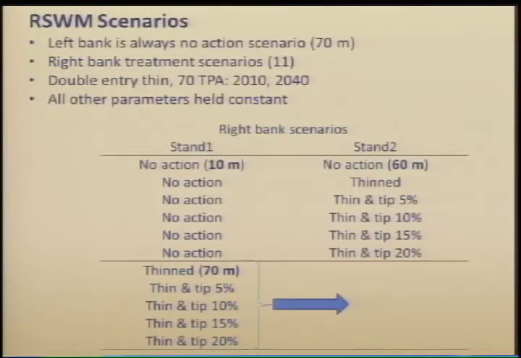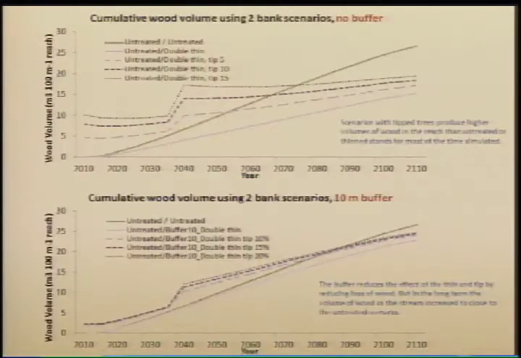And then for our next set of scenarios, we don't have this buffer in here where we're not doing anything. We're going to thin the entire 70 meters. In this case, we had a 10-meter buffer. So we're going to thin that 70 meters and then do the thinning and tipping 5, 10, 15, 20%. So we're trying to see what happens with and without a buffer, with and without thinning and tipping, tipping different percentages, obviously. So some results here.